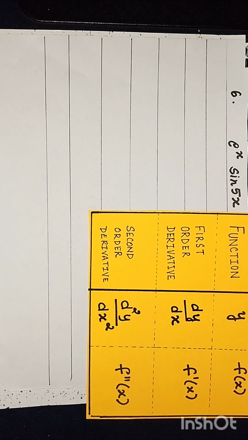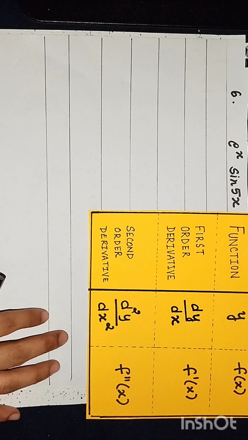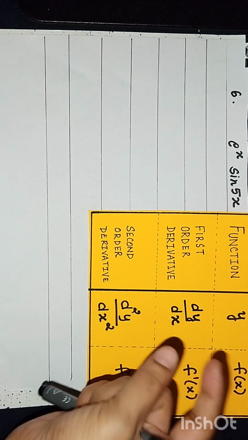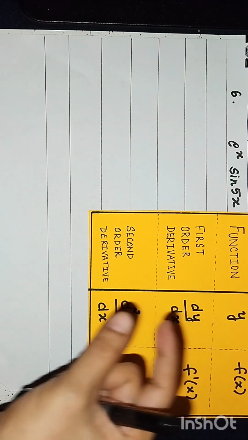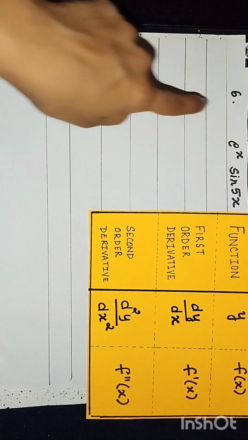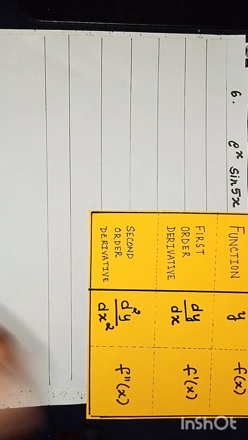In the introduction video, I have explained about the derivatives, and in the first video, I have explained what is first order and second order derivative and how they are linked graphically. Now let us solve the sixth one.